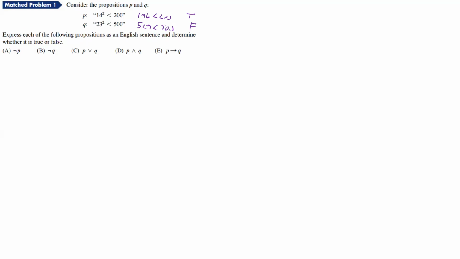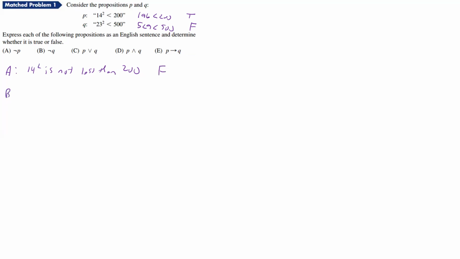Okay, so this says not P. All right, so we have to write that out as not P. So what we're going to say is 14 squared is not less than 200. So for A, we're basically doing the converse. So we're taking 14 squared is not less than 200. Now, is that true? No, it's false because 14 squared is less than 200. So that one is actually a false statement.